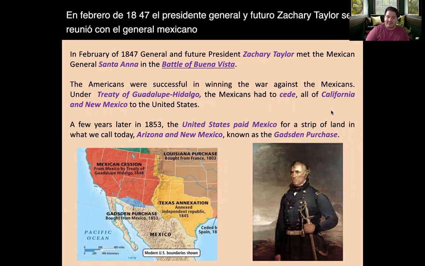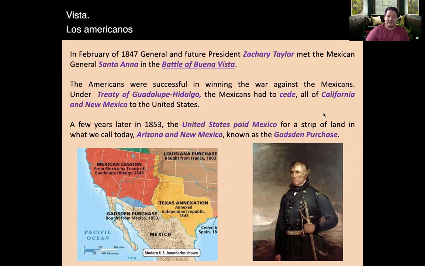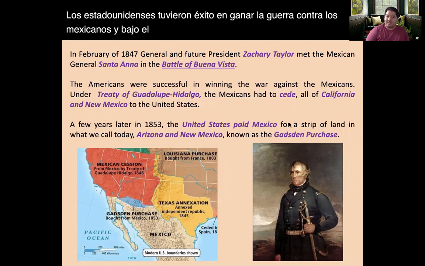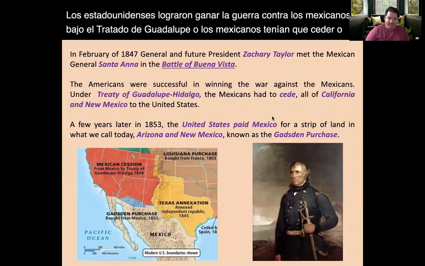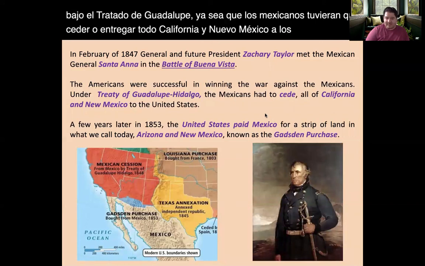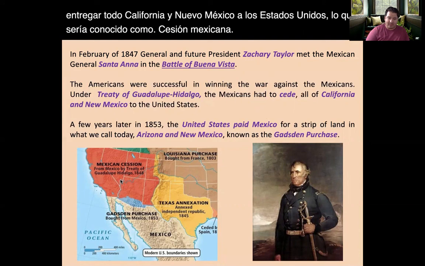In February of 1847, General and future President Zachary Taylor met the Mexican General Santa Anna in the Battle of Buena Vista. The Americans were successful in winning the war against the Mexicans. And under the Treaty of Guadalupe Hidalgo, the Mexicans had to cede, or hand over, all of California and New Mexico to the United States. This would be known as the Mexican Cession, pictured here on the map below.